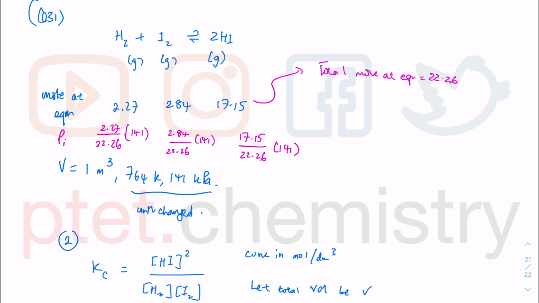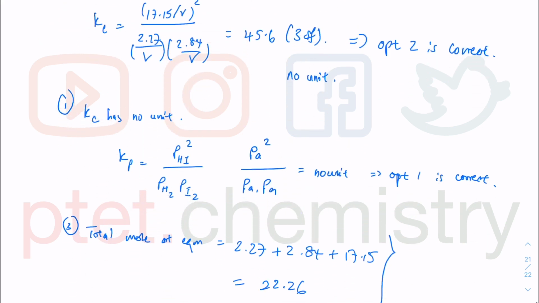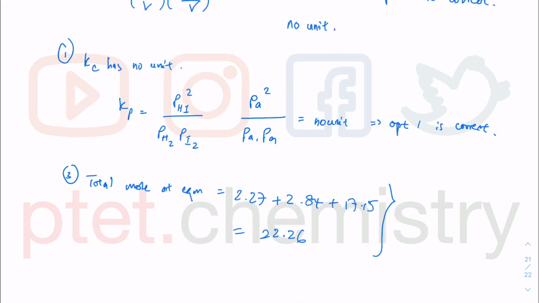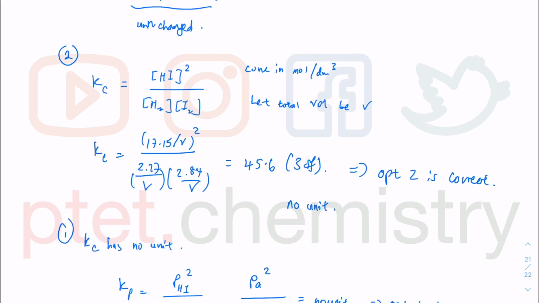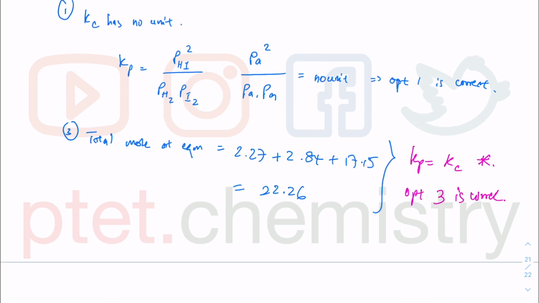You can sub all of that in, get all the values. You can sub all the way into this expression, and you will get Kp exactly equal to Kc. I have done that. You can do that and check for yourself. And Kc equals Kp in this instance, which means that option 3 is correct. And earlier we talked about option 2 being correct. Option 1 is correct, and option 3 is correct. So therefore, all are correct. If all are correct, then it's option A that we are looking at for question 31.